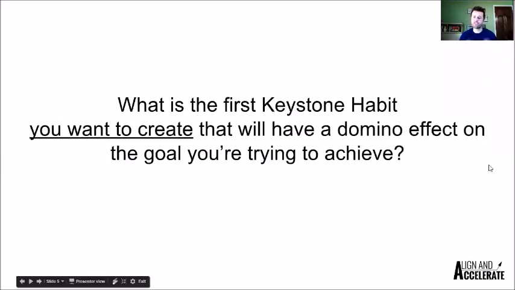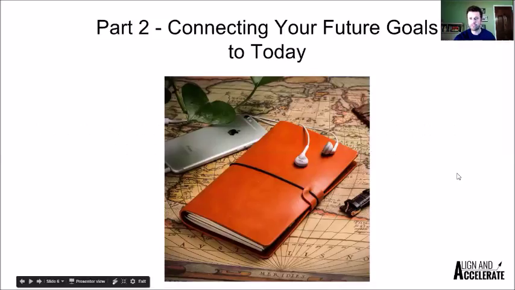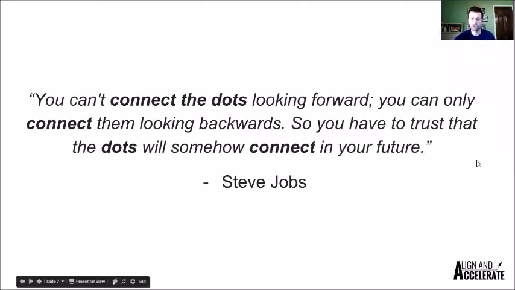So what is the first keystone habit we want to create? It's going to have a domino effect on you achieving your goals in the project that you're working on. The first thing we want to be tackling is connecting your future goals to today. In all the work that I studied and the books that I read prior to and while developing this course, an idea that comes up again and again is that you've got to connect your far-off future goals back to today and what you're working on. That really allows you to stay focused and understand that what you're doing today is valuable and is going to help you to achieve the goal that you want to reach one day.